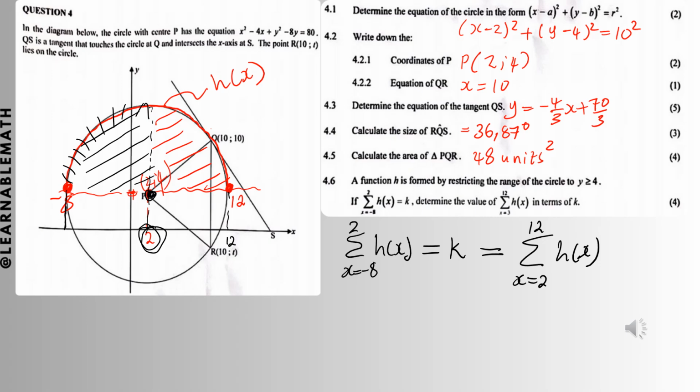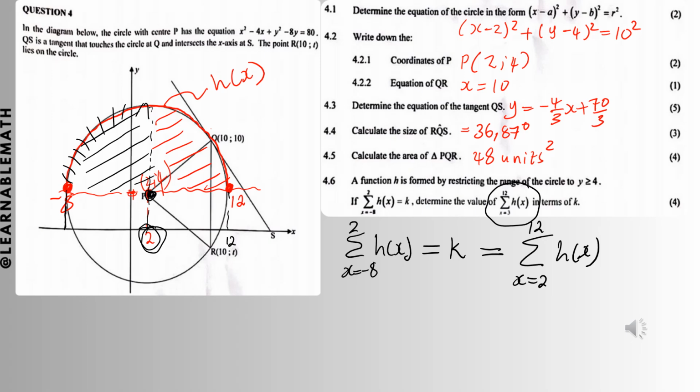So the sum of the y values on that side will be the same as the sum of the other y values, because the two are just halves of each other. Okay, so that's the idea first. All right, and this will now help us solve the question to get the sum from x equals 3 till we reach 12.